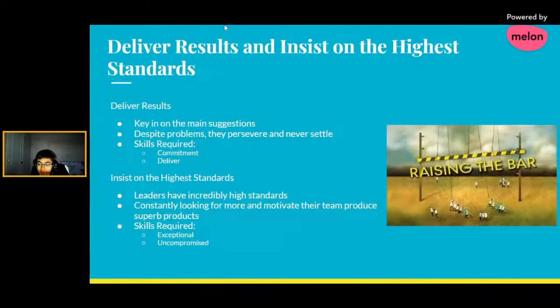Next, delivering results and insisting on the highest standards. Leaders have to deliver results. They key in on the main suggestions, and despite any problems that may arise, they persevere and never settle. In order to do so, they must have great commitment and be able to deliver.